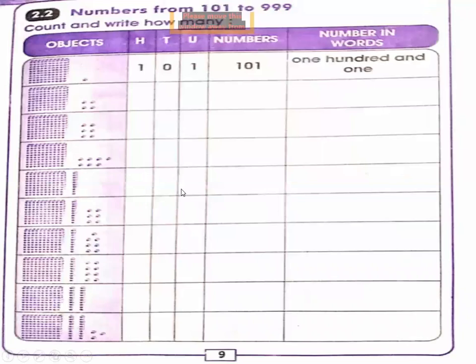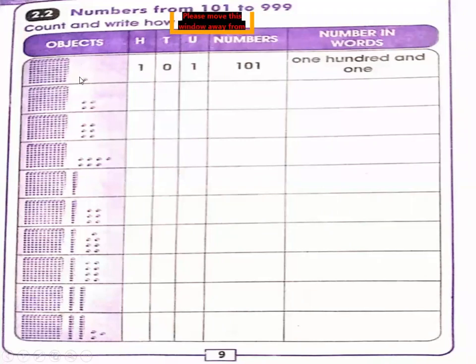Now open your book. Open page number 9 in your book, take your pencils and do it with me. Here a question is given. Here are some objects, so we will count how many blocks there are. You can see there are 3 columns. In the first column, H, T and U are written. Here H means 100, T means tens and U means unit. The next column is the number column, then the next column is number in words. So count with me how many blocks there are.